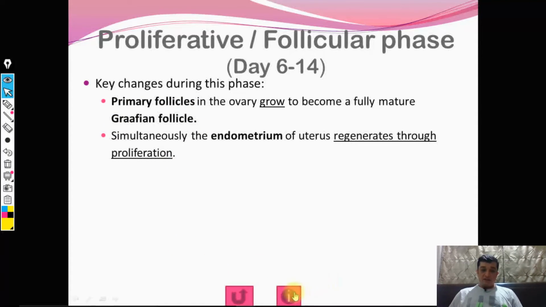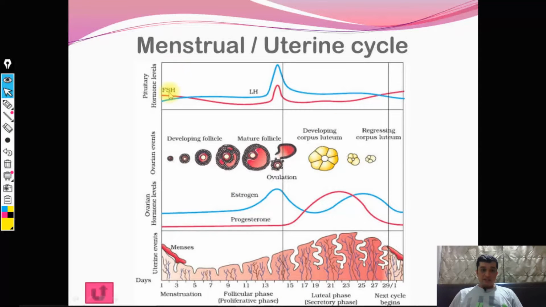So let's check the hormonal changes. As you can see, just the effect of FSH leads to development of follicles. Once this theca is developed, you can see that estrogen levels are rising, while progesterone is still at the base level. Estrogen is rising and attaining a peak, which is when the mature follicle is ready to be ruptured.